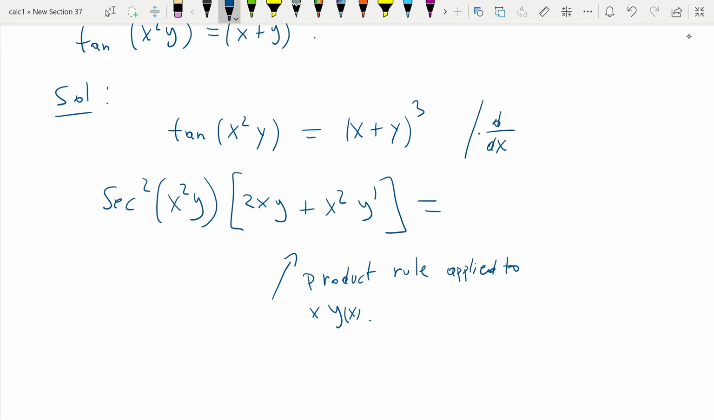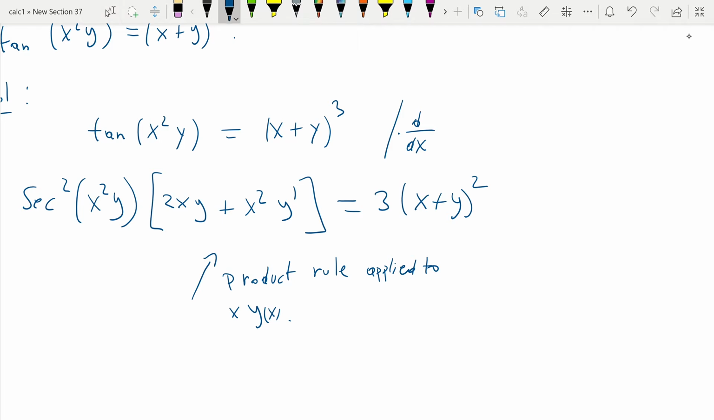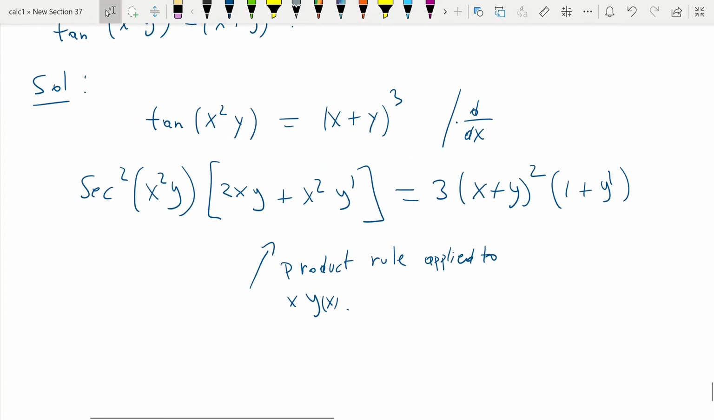We also have to differentiate the right hand side, and we again need to apply the chain rule. So this is 3 times x plus y squared, times the derivative of what's inside. But with respect to what? With respect to x. So this gives us the derivative of x, which is 1, plus the derivative of y with respect to x, so that's y prime. We now get an expression that contains both x and y, but also the derivative of y, or y prime.